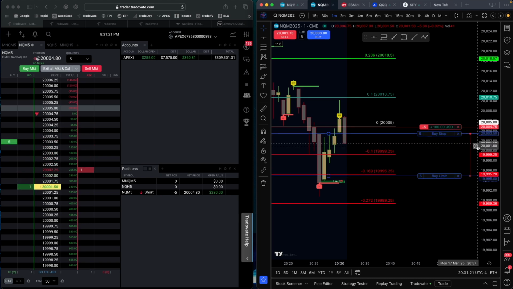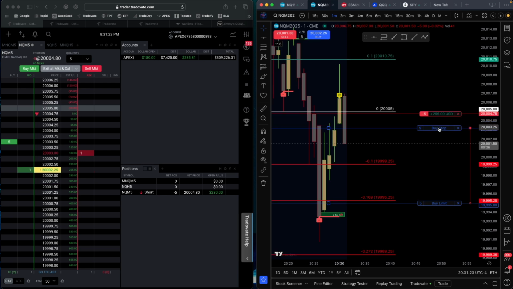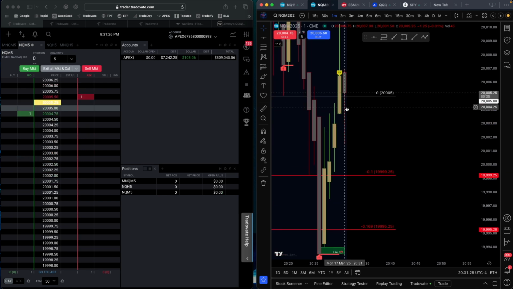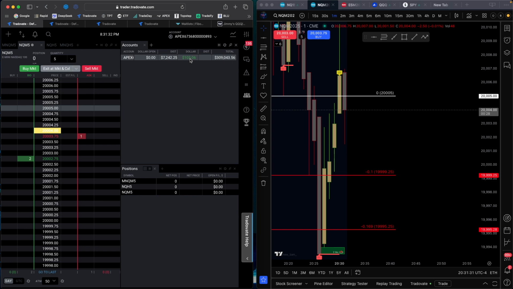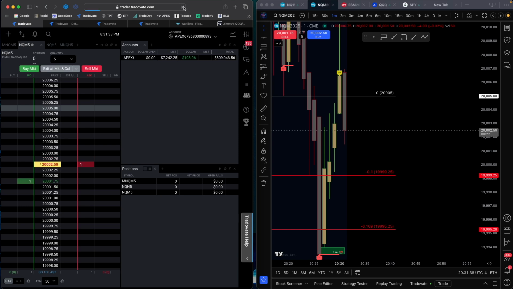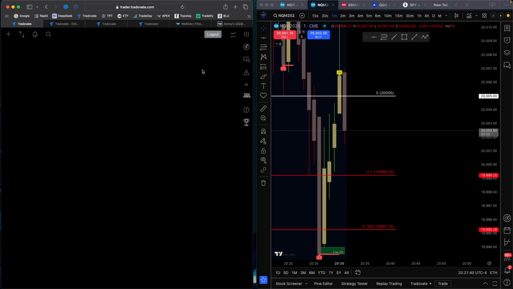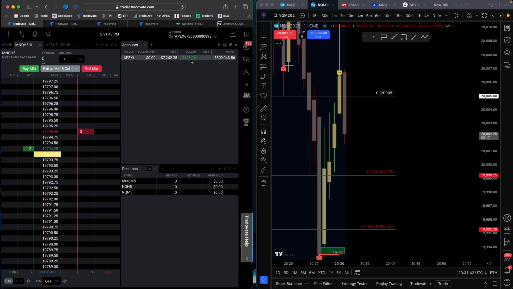Right there, the gap filled. Lock in profits. Drag it down. Some made. What happened? I should have made some money on that. I must have had some crazy slippage or something's going on with the trade. Yeah, I thought I already had 100 and some bucks. Unless, did I lose money?